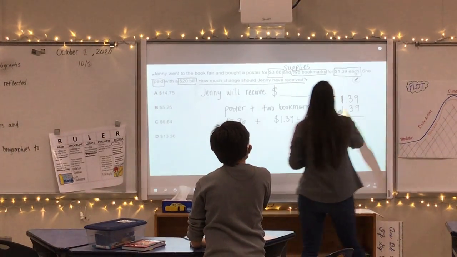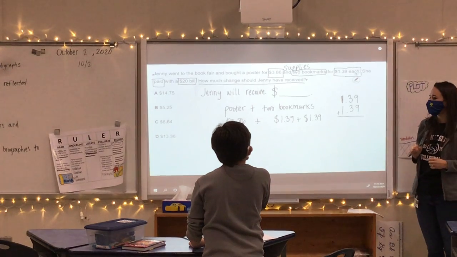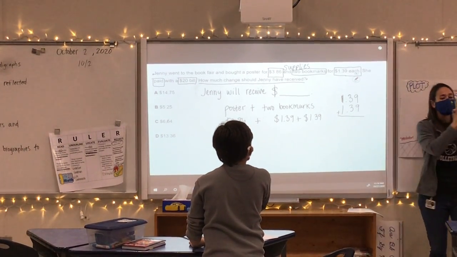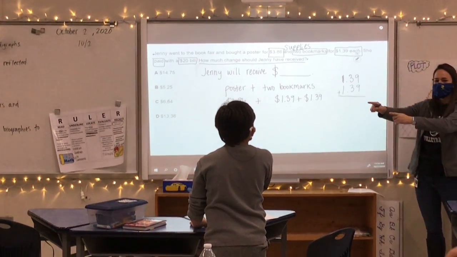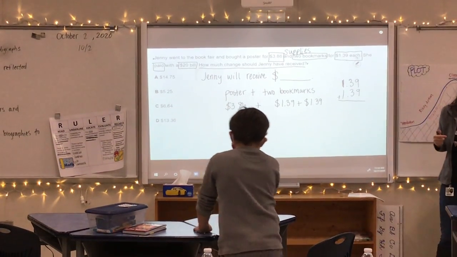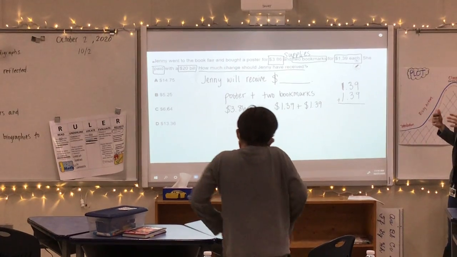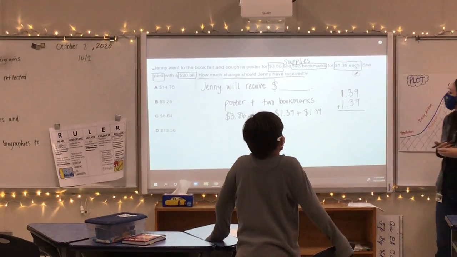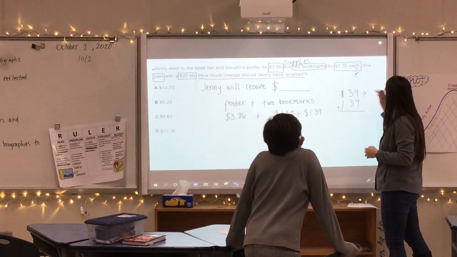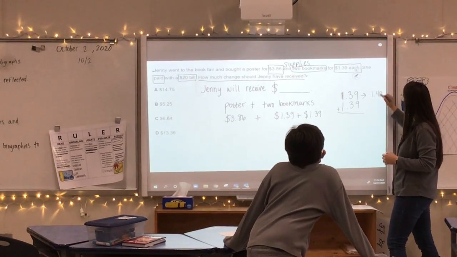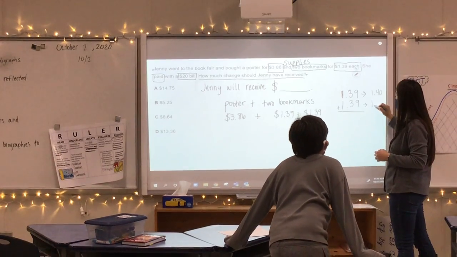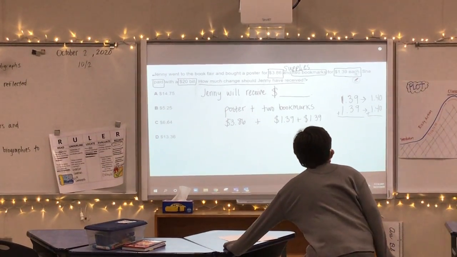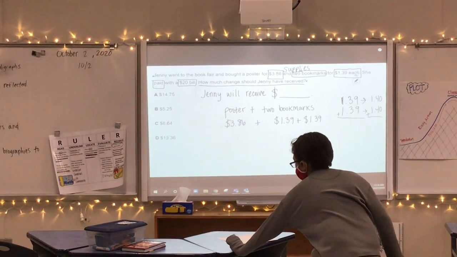So $1.39 plus $1.39. Did you say round them up or line them up? Round them up. Okay, so we line up our decimals, but also getting into our estimation, we need to round our decimals. So about how much does each bookmark cost? $1.40? Okay. So $1.40 plus $1.40. So about how much do those bookmarks cost altogether?